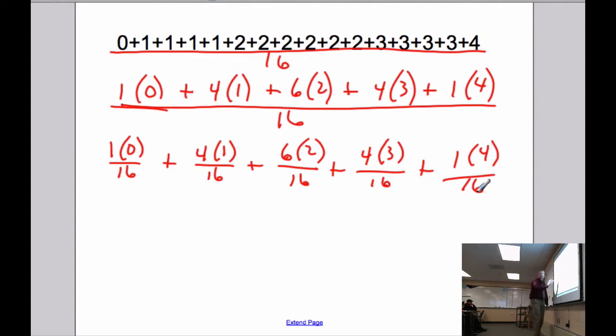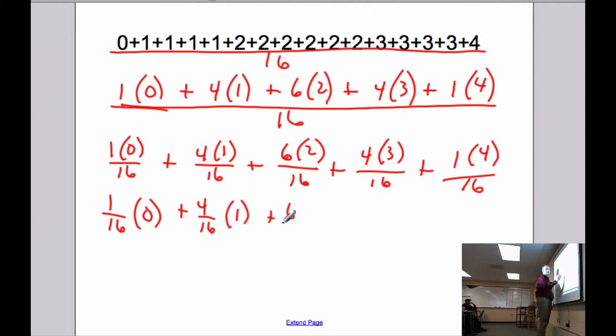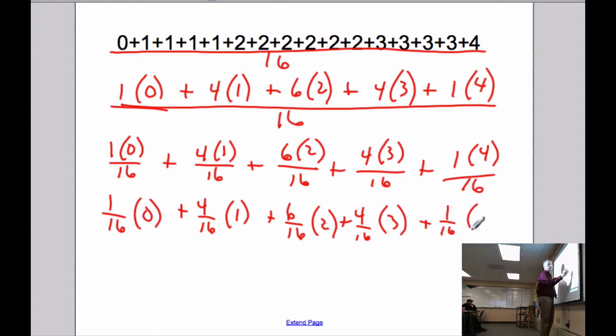Could I do this? There's a 1/16th chance of getting 0. There's a 4/16th chance of getting 1. There's a 6/16th chance of getting 2, 4/16 of getting 3, and a 1/16 of getting 4. Any problems with that? Does the same thing, right?